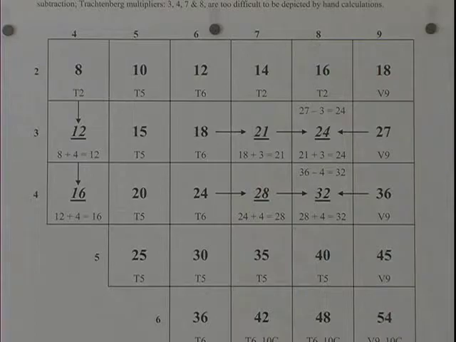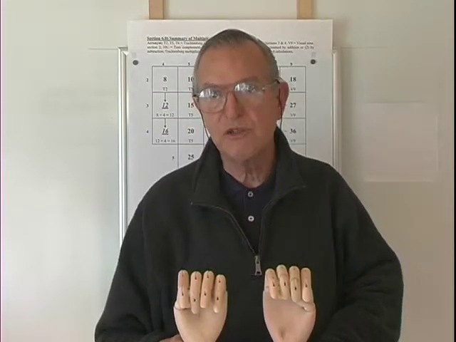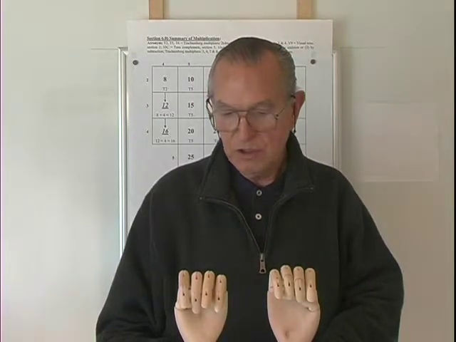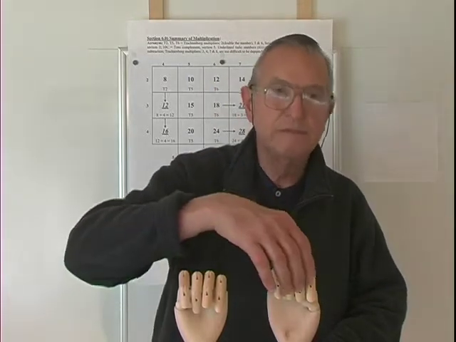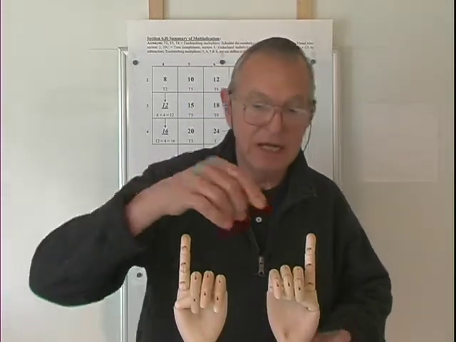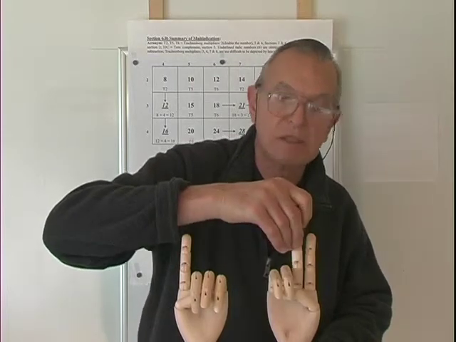Let me show that. I want to multiply 6 times 3 using multiplier 6, Trachtenberg 6. I'm going to start my count with the right hand. 1, alternate to the left, 2, and count up to the multiplicand, 3. There it is.